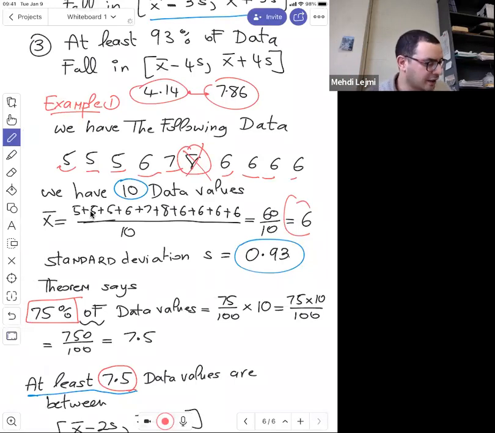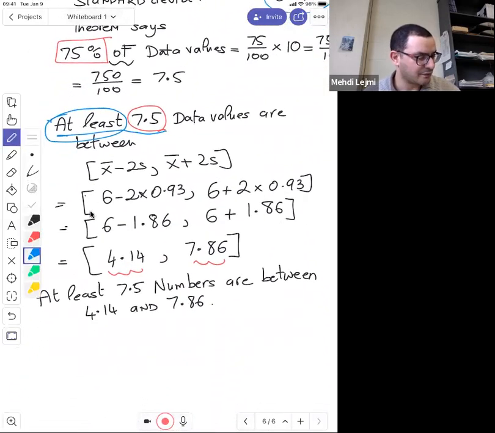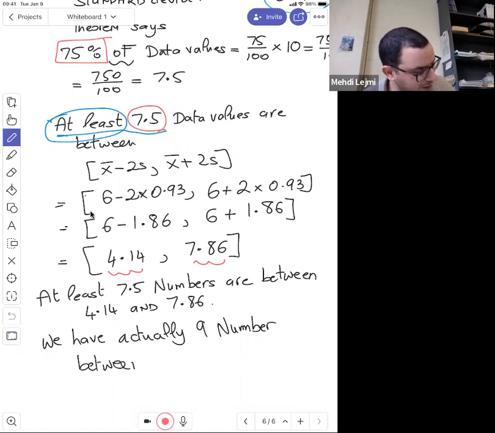But as I said, the thing with the theorem is that it gives you the minimum, at least, right? So of course the theorem is correct. Here we have more than 7.5. We have 9 numbers, or 9 data values, between 4.14 and 7.86.